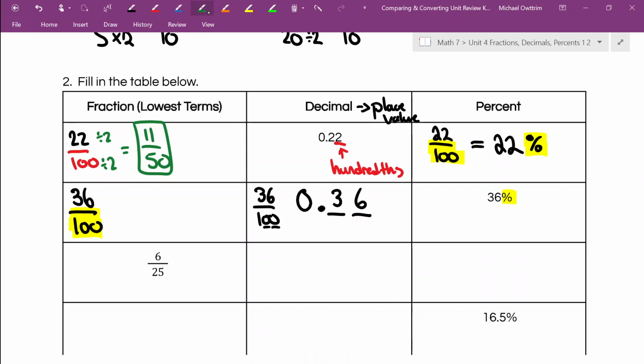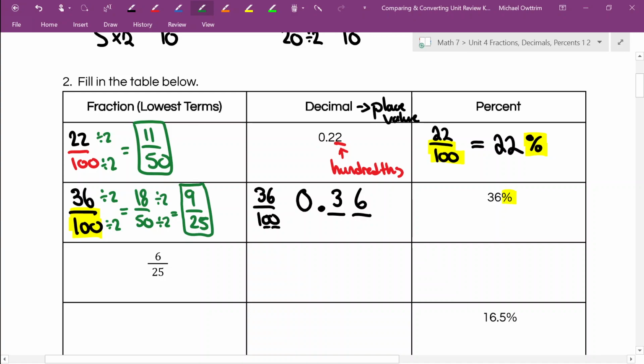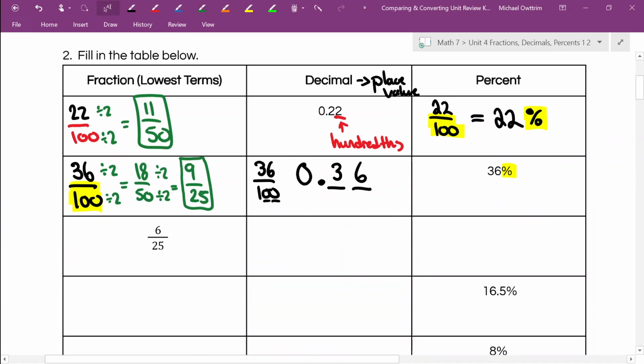Back to my fraction, I do need to simplify that, so they're both even numbers again. I can divide them by 2. That'll give me 18 out of 50. Both of those are still even numbers, so I'll divide them by 2 again, and that will give me 9 out of 25. 9 only divides by 3 and itself, and 25 doesn't divide by either of those, so that is as simple as it gets.